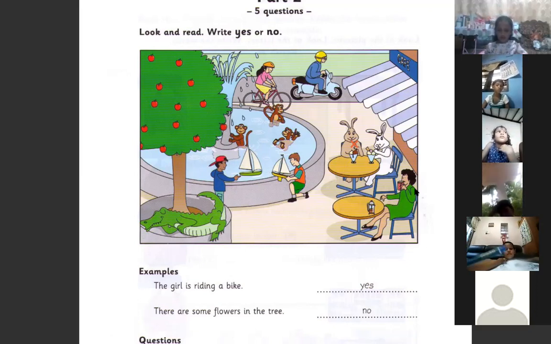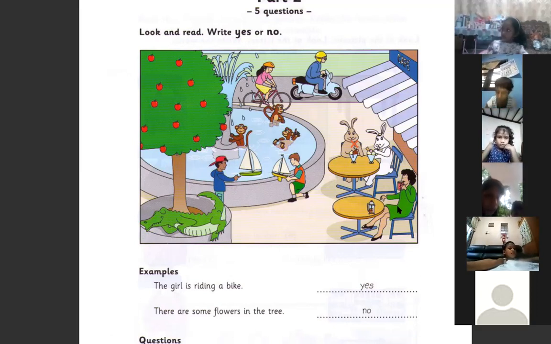Okay. Now tell me, what is the color of the dress of this lady? What is the color? Green. Yes. It's green color. Very good.